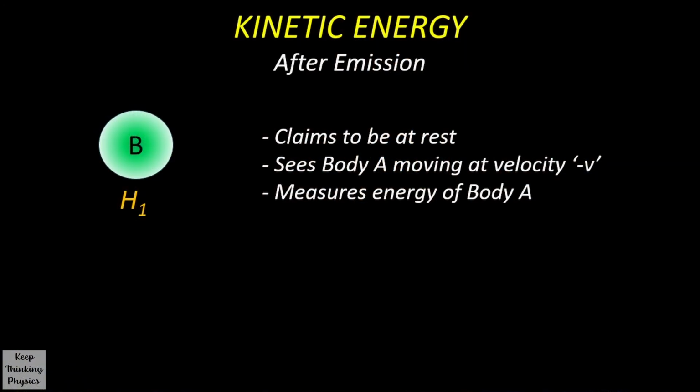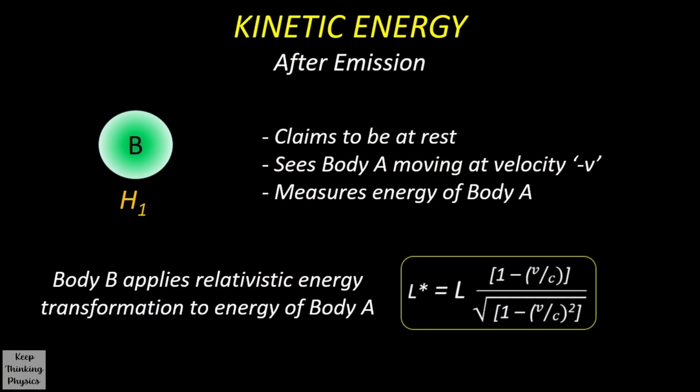We also know from special relativity that body B can claim to be at rest and say that body A is moving past it in the opposite direction. So body B does this and claims to be at rest, and then measures the energy of body A. We now use the energy relationship which Einstein started with, which is how the energy of a moving body is measured from the perspective of an inertial observer.